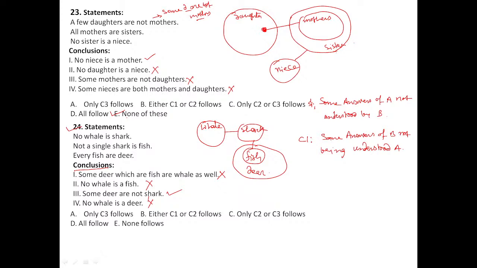I am saying this for your better understanding of the concept. But for this question, some deer are not shark is very much okay. Here it says that this fish part is not at all within the shark, so this much part of deer are not shark. So this is okay. Only conclusion 3 follows. Option A is the correct answer here. Moving to the next set.